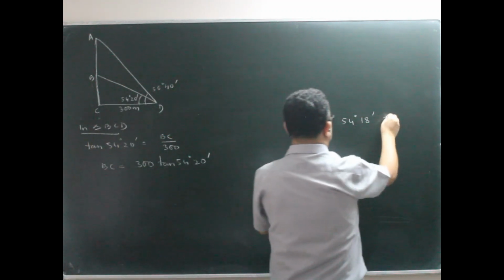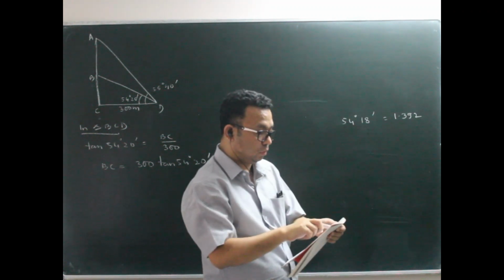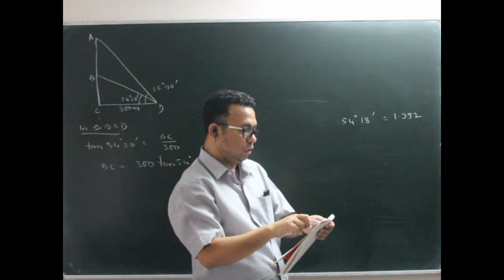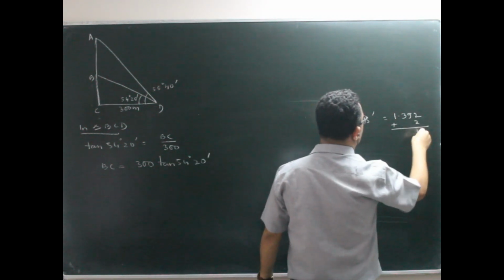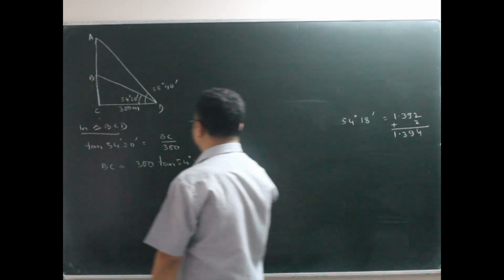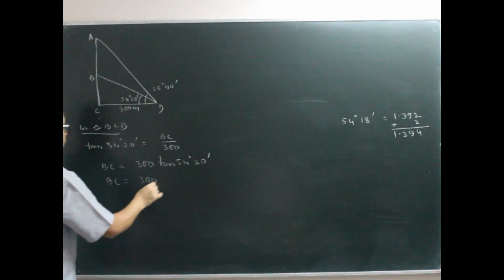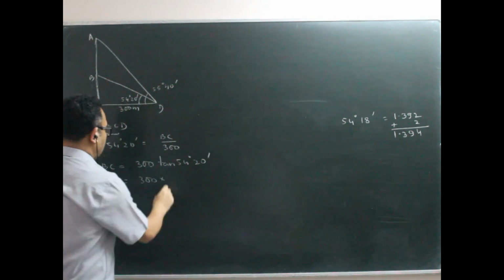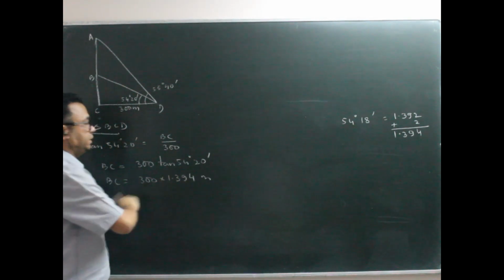It is equal to 1.392, and now the mean difference of 2. The mean difference of 2 is equal to 2, so that 2 is what I have to add. So this is 1.394. So BC value is equal to 300 into 1.394. So this is BC in meters.